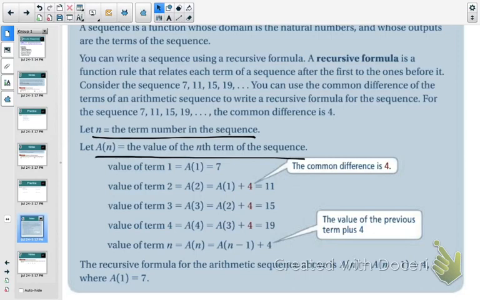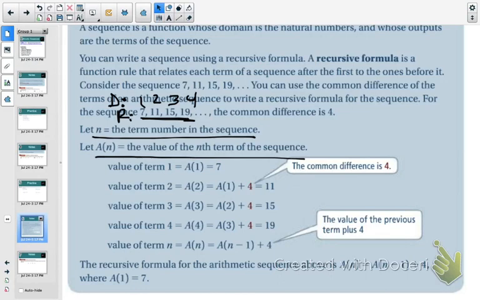If we look at this sequence right here, this is going to be our first term, this is the second term, this is the third term, and that's the fourth term. So this is going to be your domain here, and then the value is actually going to be the range. So 7, 11, 15, and 19 are your range values. 1, 2, 3, and 4 are your domain values.